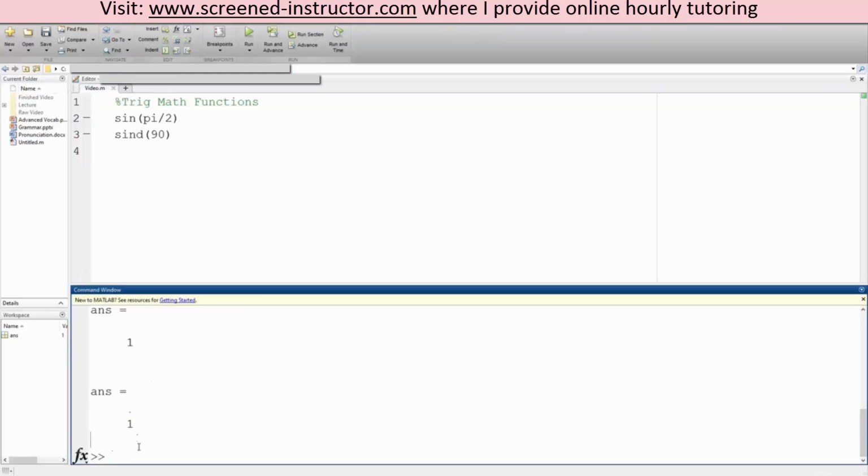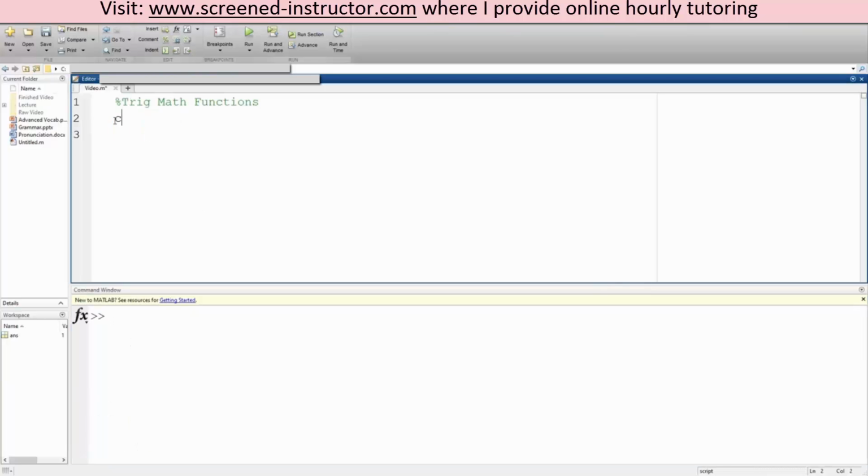And likewise, we can also do cosine. So let's just do it. Cosine, parentheses, pi, we would get negative 1. Okay. And if we want to do cosd, we can do that with 180 degrees. We also get negative 1. Similarly, we can do tan, let's say 30 degrees.